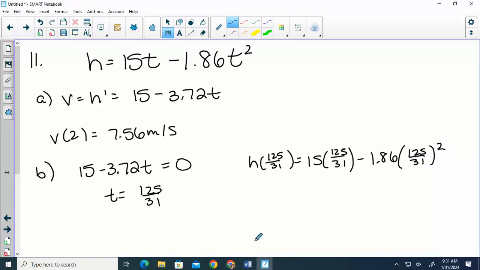Right, and so if we put that in, we get 30.24.